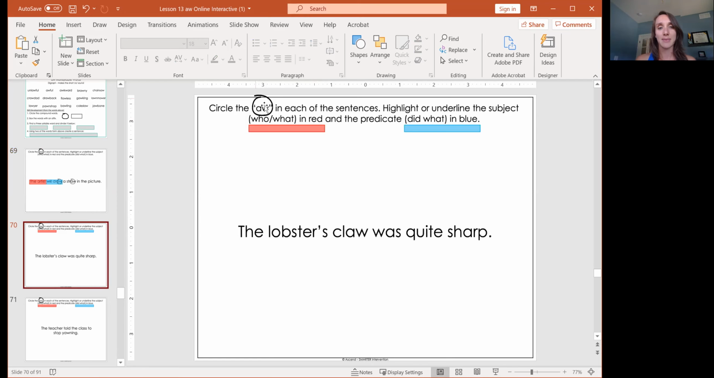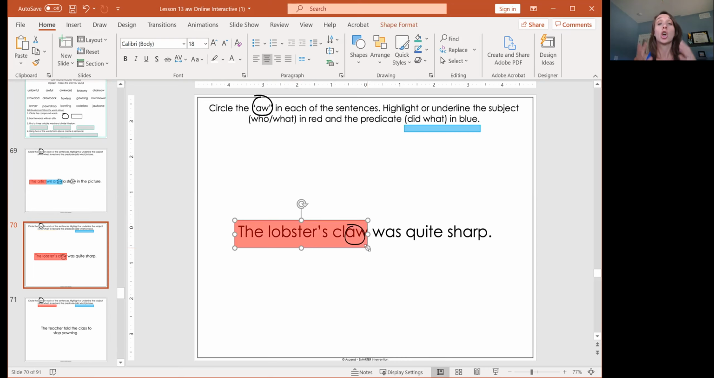In this case, same story. They're going to go ahead and find their pattern that we were working on, AW. If there's any patterns in there that they need help with, they're going to let me know. The lobster's claw was quite sharp. Okay, who or what are we talking about? In this case, I often get students saying the lobster. I have to show them it's actually the lobster's claw. Who or what we're talking about is the lobster's claw. What about it? It was quite sharp.